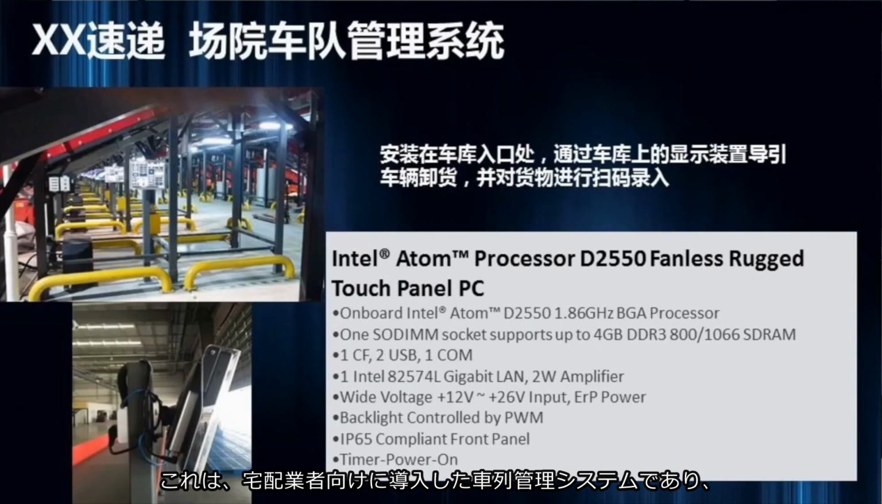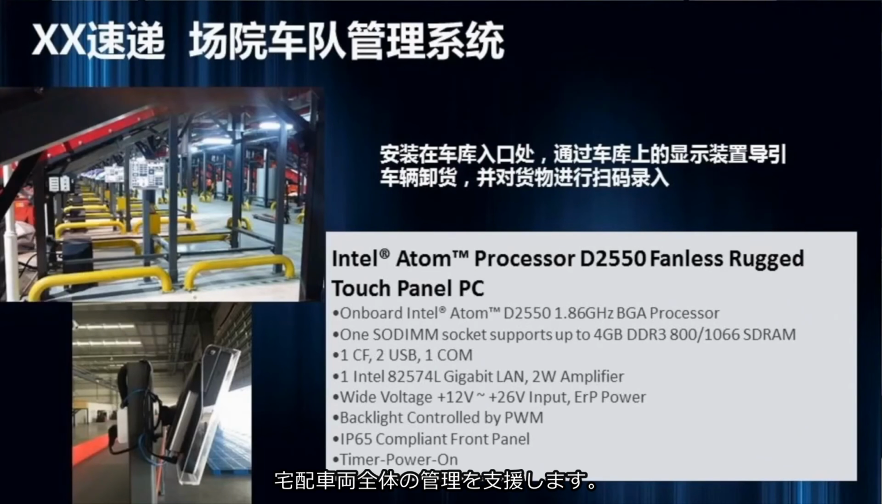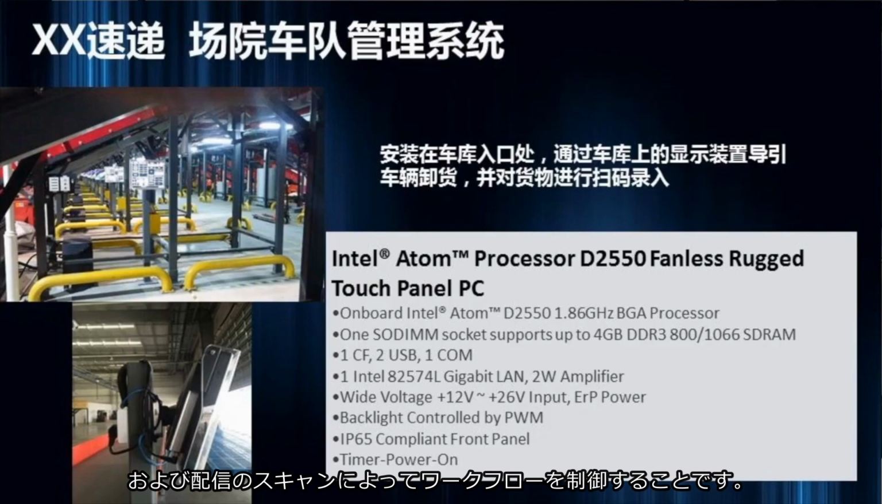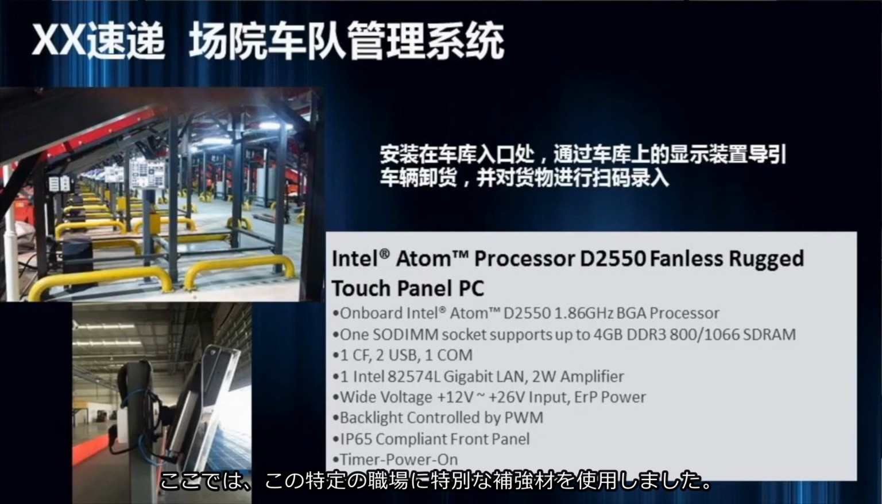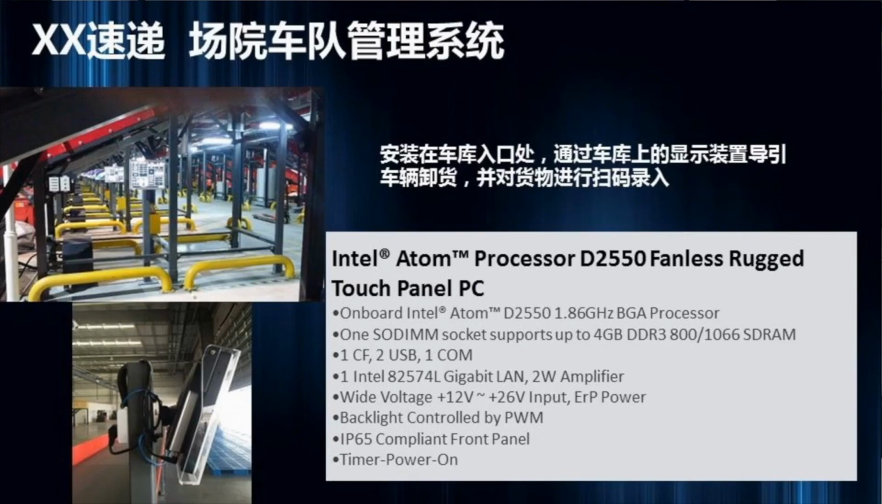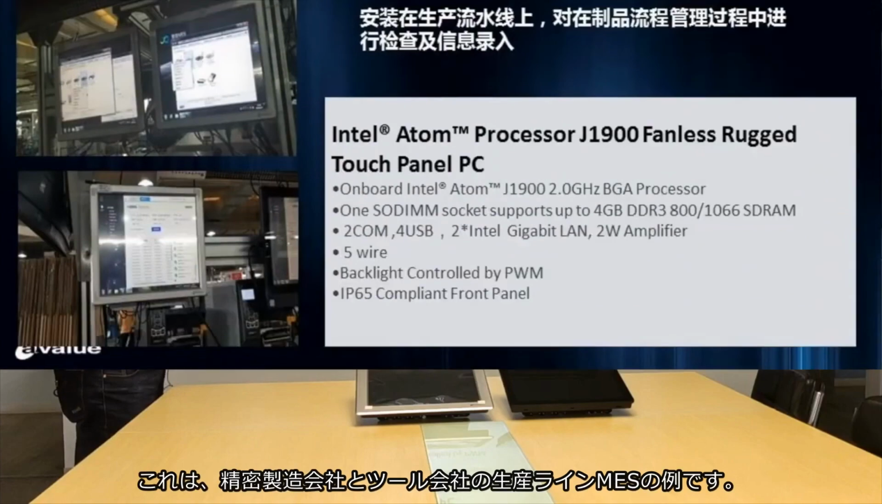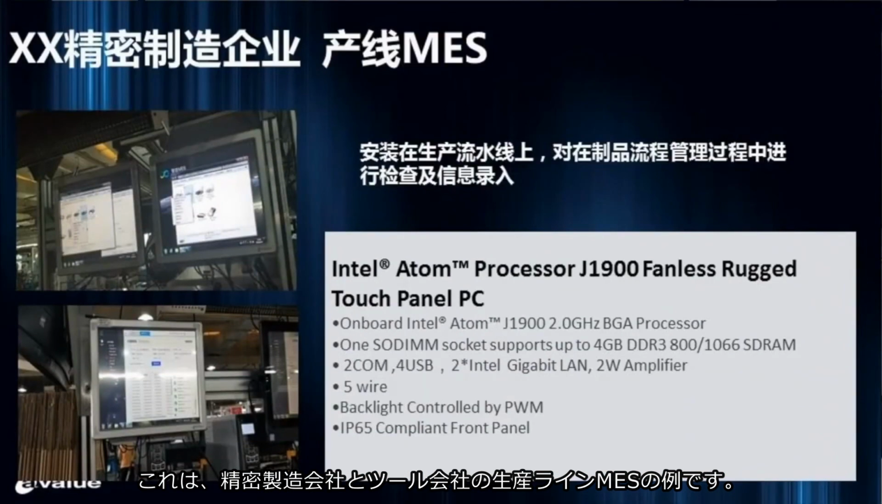This is a fleet management system we set up for a courier business that helps manage its entire fleet of vehicles. Its main purpose is controlling workflow by managing dispatches, directing unloading, and scanning in deliveries. Here we use special reinforcements for this particular workspace. This is an example of production line MES for a precision manufacturing company, a measuring tools company.